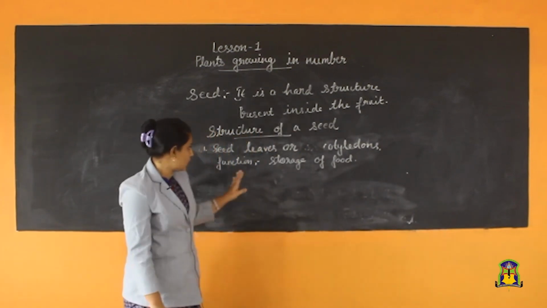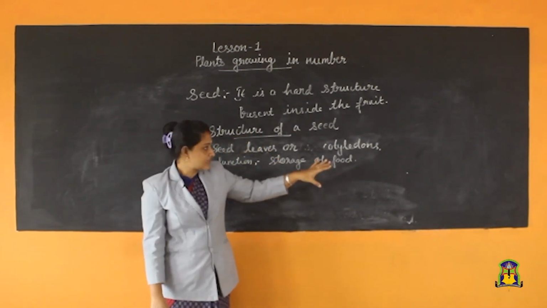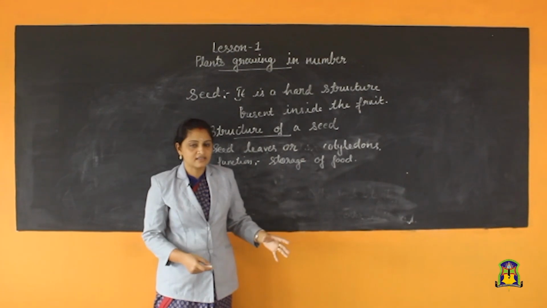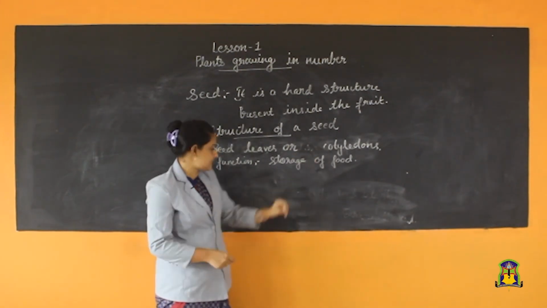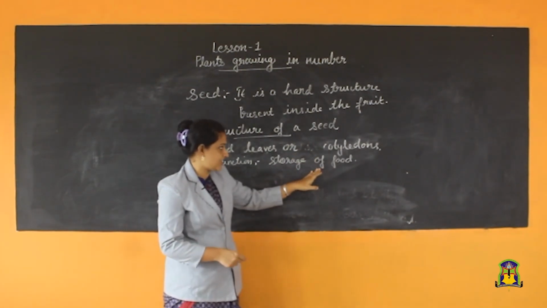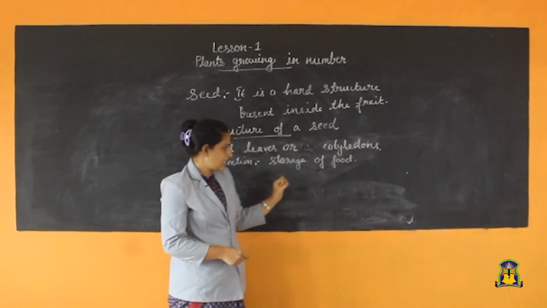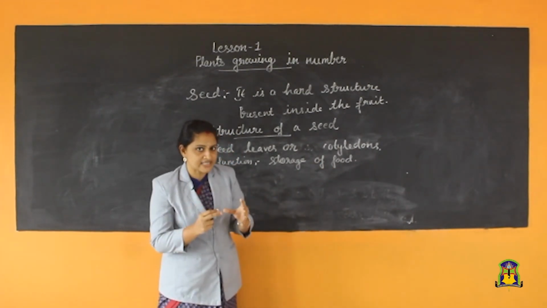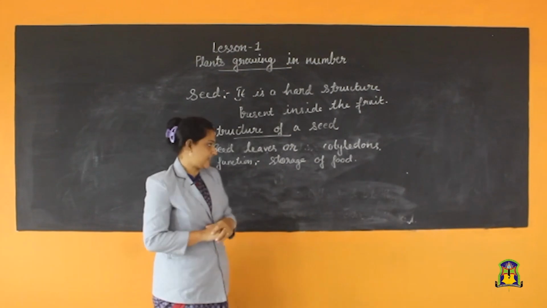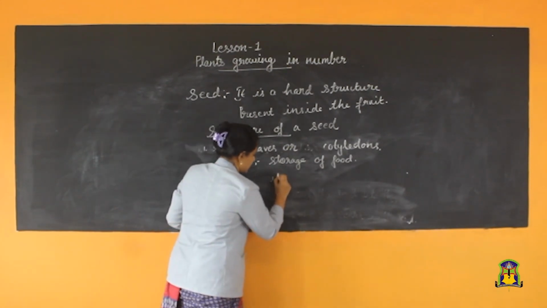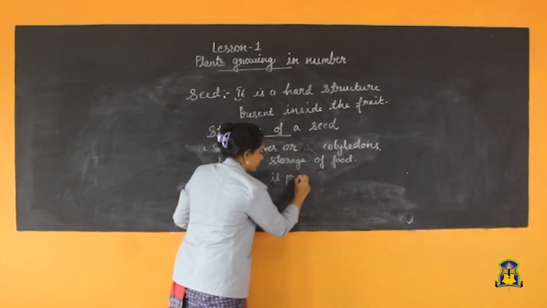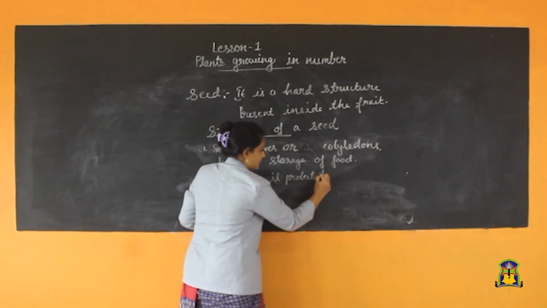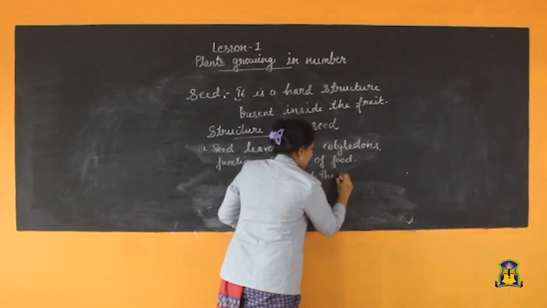Okay. So, we can see inside a fleshy part. That part is called cotyledons, and its main function is storage of food, and also it protects the inner part of the seed. It protects an embryo.